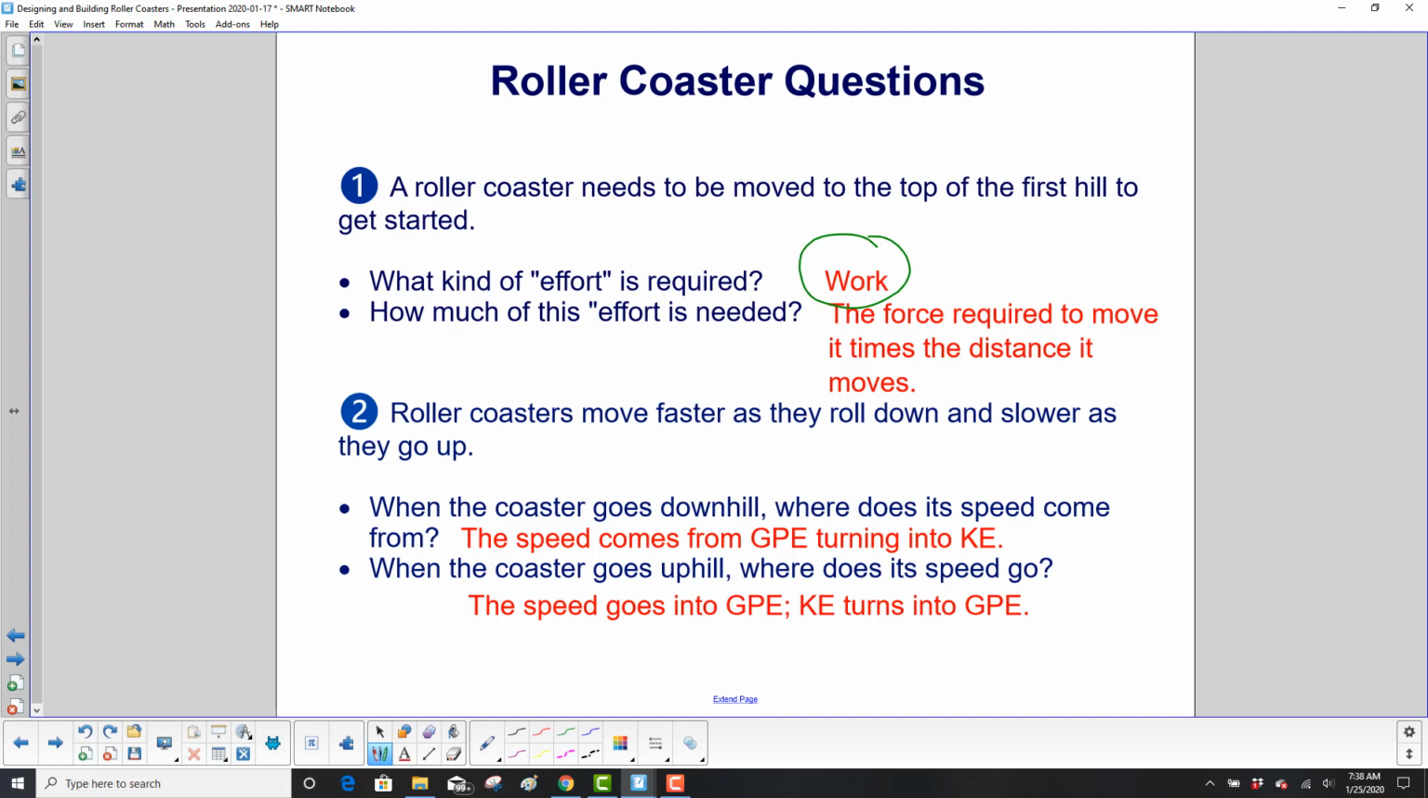Question 2. Where did the speed come from when it was going downhill? The speed came from gravitational potential energy transforming into kinetic energy. When the coaster goes uphill, where did that speed go? It goes into gravitational potential energy. Kinetic energy turns into gravitational potential energy. The reverse of the first answer there.